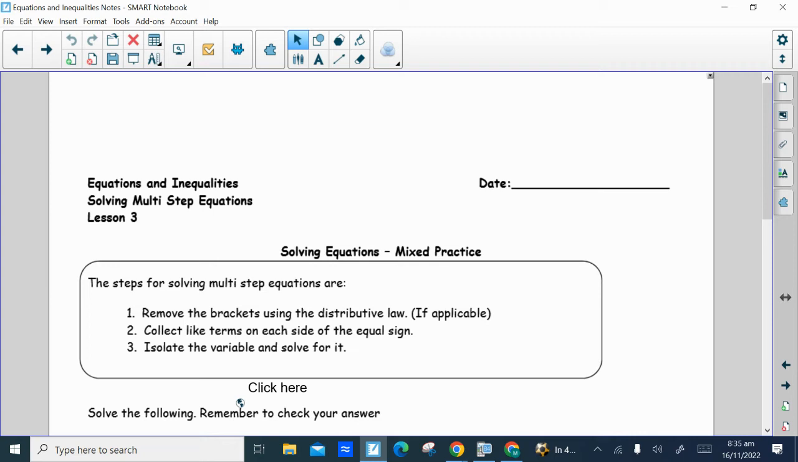The booklet's on top of that metal thing there for the new chapter that we're on. It says the steps for solving multi-step equations are: remove brackets using distributive law if applicable. So if there are brackets, you're going to remove them. Collect any like terms on each side of the equal sign, and then isolate the variable and solve for it. So those are the steps that we will follow.